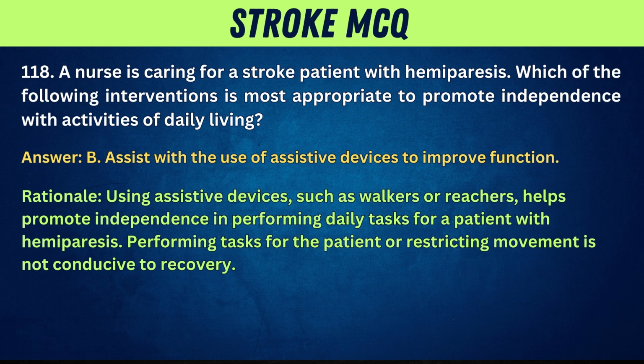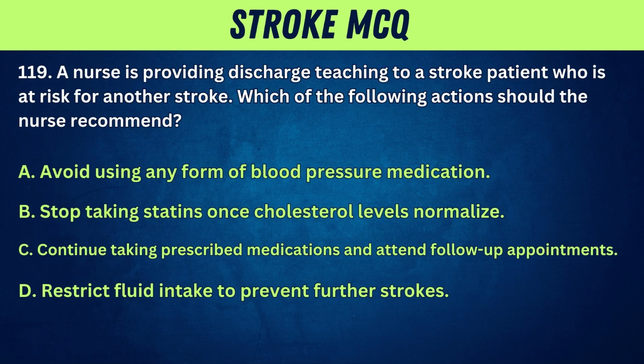Rationale: using assistive devices, such as walkers or reachers, helps promote independence in performing daily tasks for a patient with hemiparesis. Performing tasks for the patient or restricting movement is not conducive to recovery.